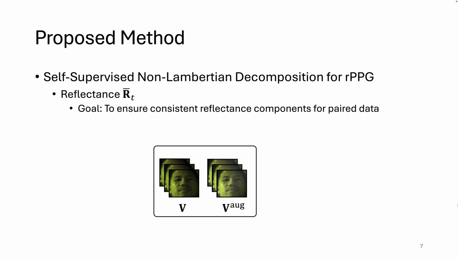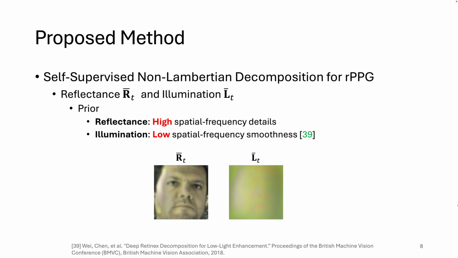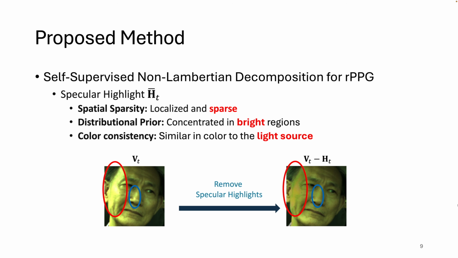Next, we design the loss terms based on the characteristics of each component. For reflectance, since the paired videos contain the same face, their estimated reflectance should remain consistent. We further use a spatial frequency prior to separate reflectance from illumination. Reflectance contains more high-frequency facial details, while illumination mainly varies at lower spatial frequencies. This difference helps the model disentangle the two components.